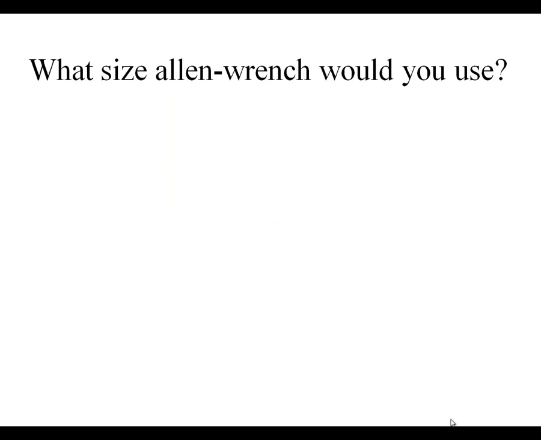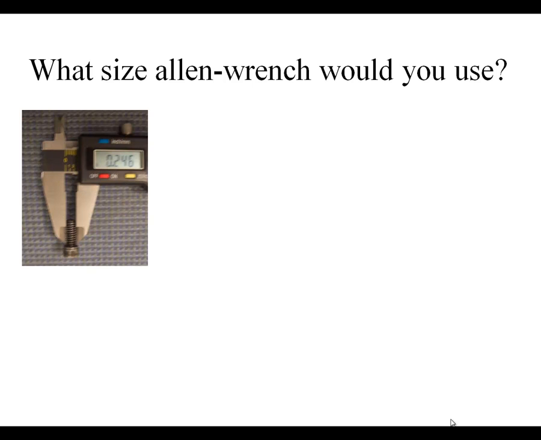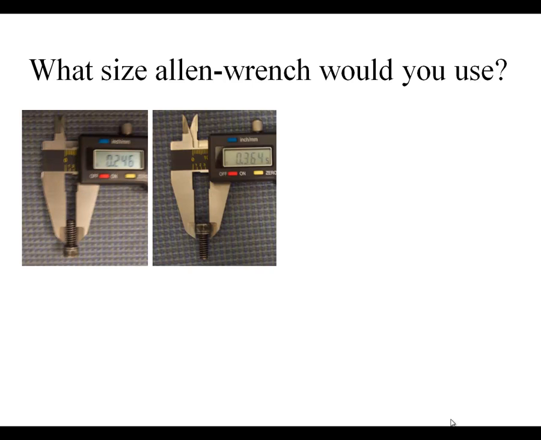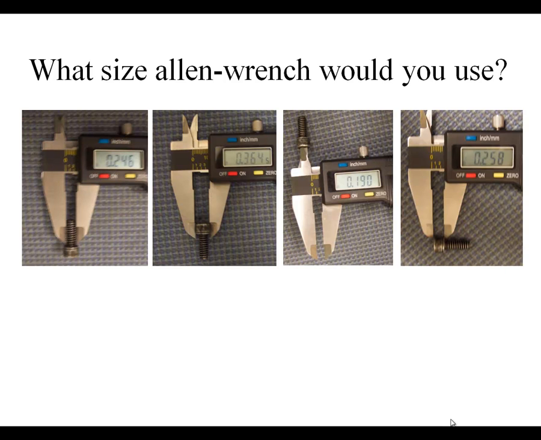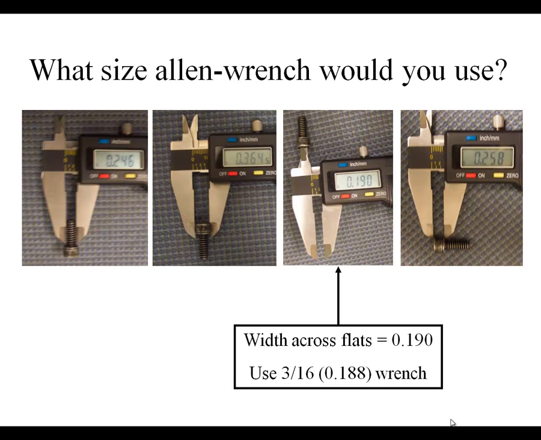What about which Allen size wrench would be appropriate? Well, it's certainly not the nominal size of the fastener. It's not the outside diameter either, but it's the width across the flats of the hex that's inside that socket. So in this case, this is measuring 0.190, which is slightly bigger than 3/16, so I would be able to fit a 0.188 or 3/16 Allen wrench into that.